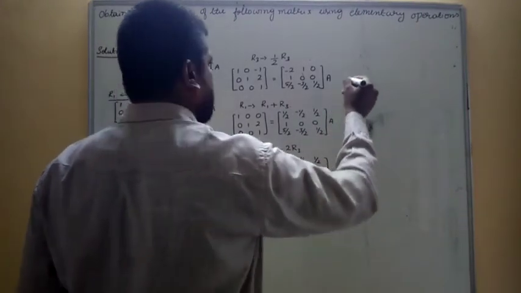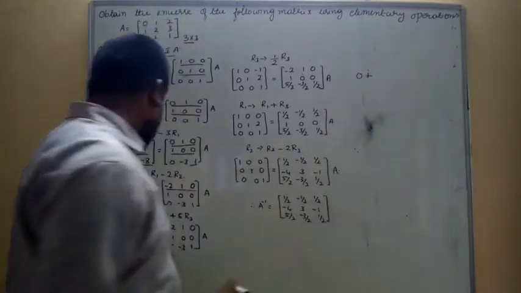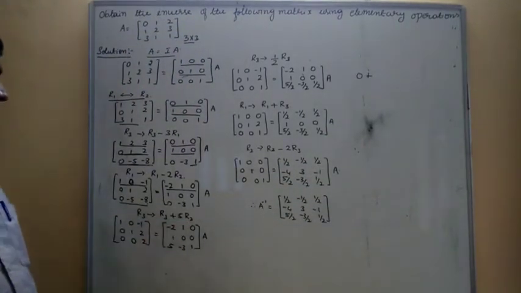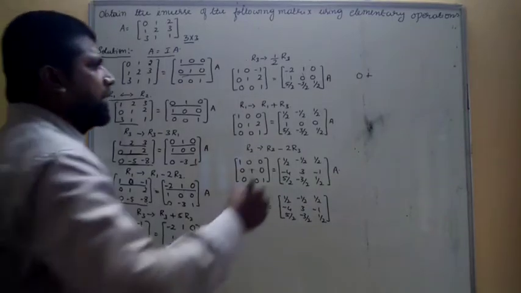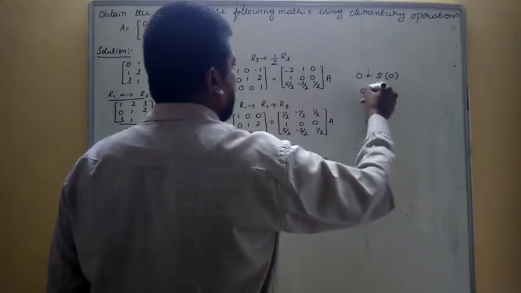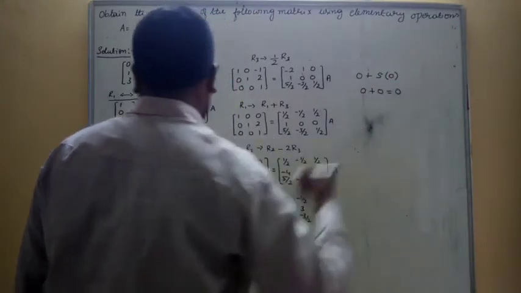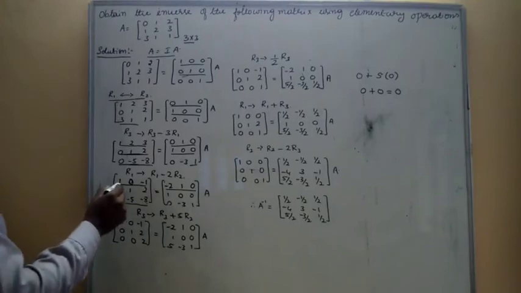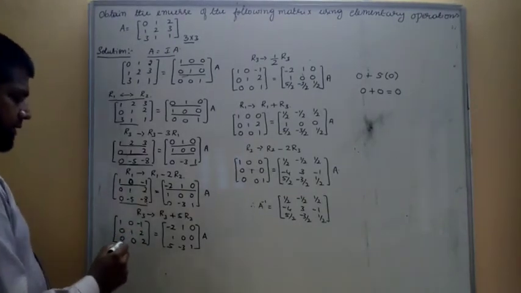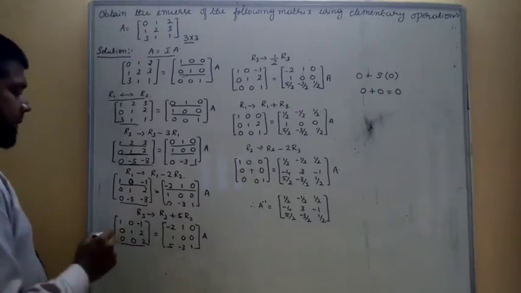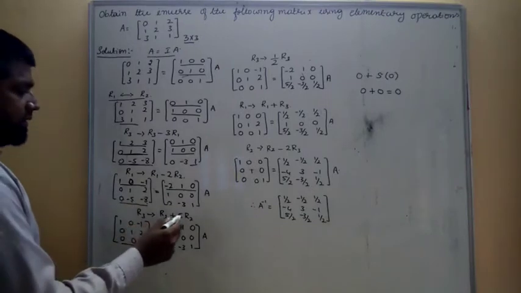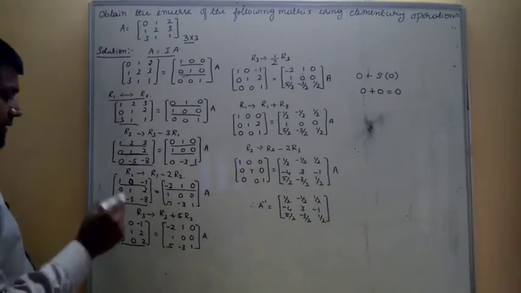R3 first element is 0. 0 plus 5 into R2, means you have to multiply 5 with R2. R2 element is 0, so 5 into 0. Then 0 plus 0 is 0. So we have to write the first row as it is, 1, 0, minus 1. Second row 0, 1, 2. Then we have to change the third row. Third row means 0 plus 5 into 0, you got 0.